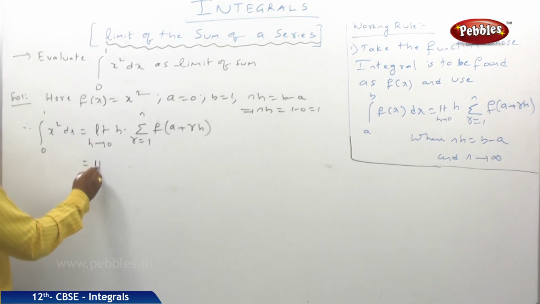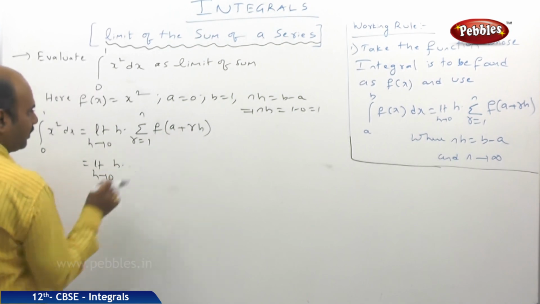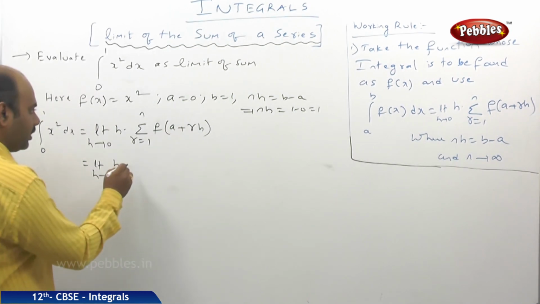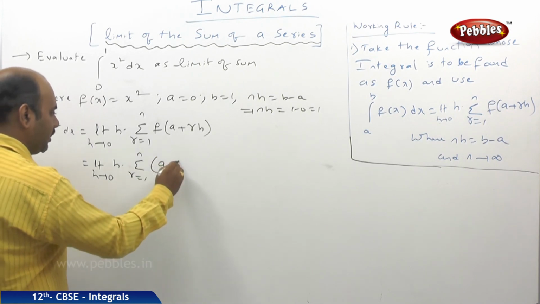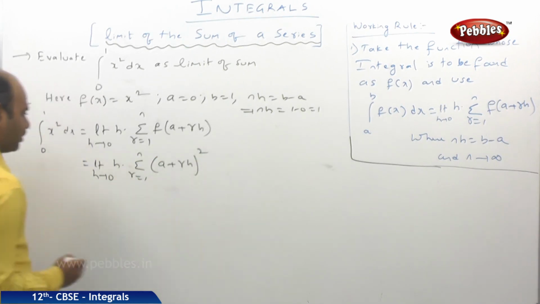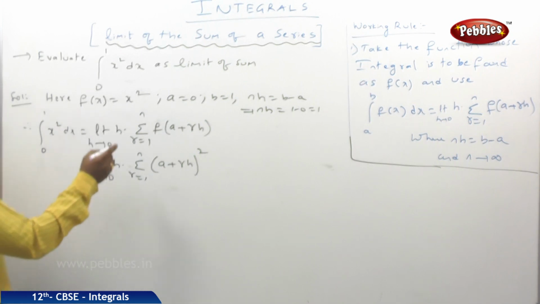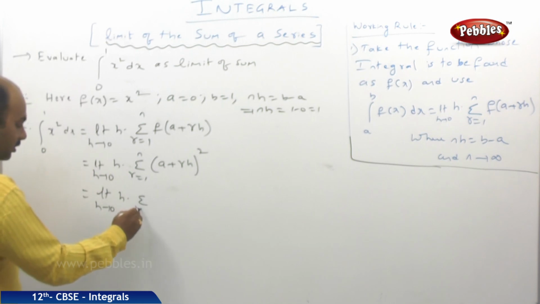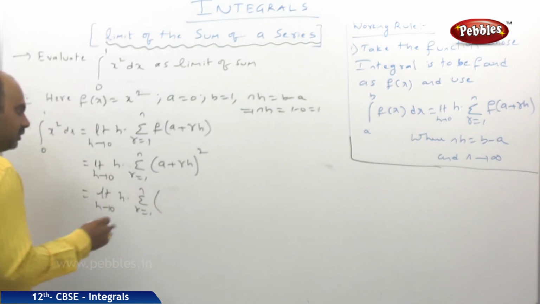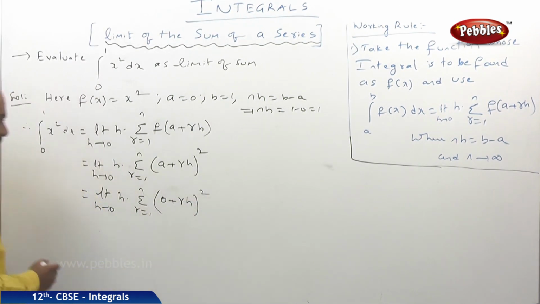So as usual, limit h tends to 0 h. In place of x I need to substitute a plus rh. So summation r is equal to 1 to n a plus rh whole square. Here a means again I need to substitute 0, because the lower limit is 0. So limit h tends to 0 h, summation r is equal to 1 to n, in place of a, 0, 0 plus rh whole square.